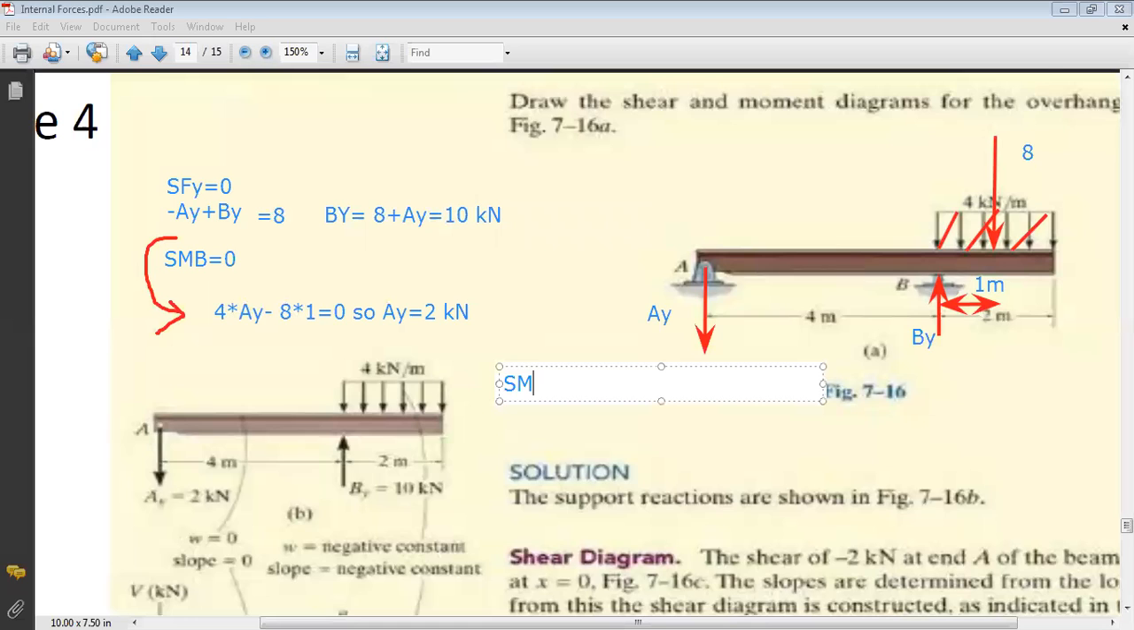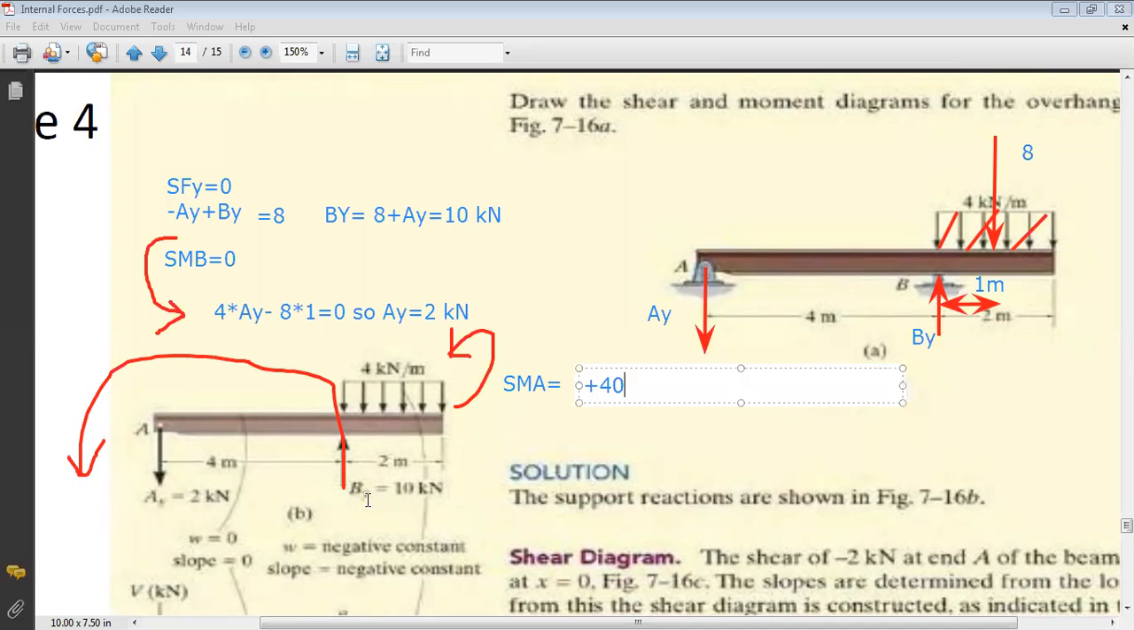If we do sum of moments about A, what do we get? Let us choose the counterclockwise as positive. So choosing the counterclockwise as positive, we have the moment of by about A in the counterclockwise direction. So I do plus 10 times the distance, which is 4. So it is plus 40 for by, which is 4 times 10.